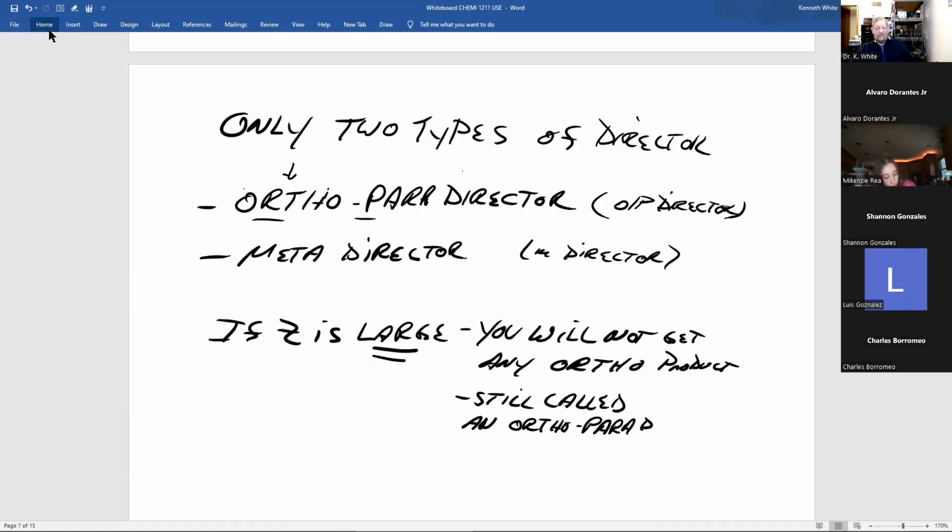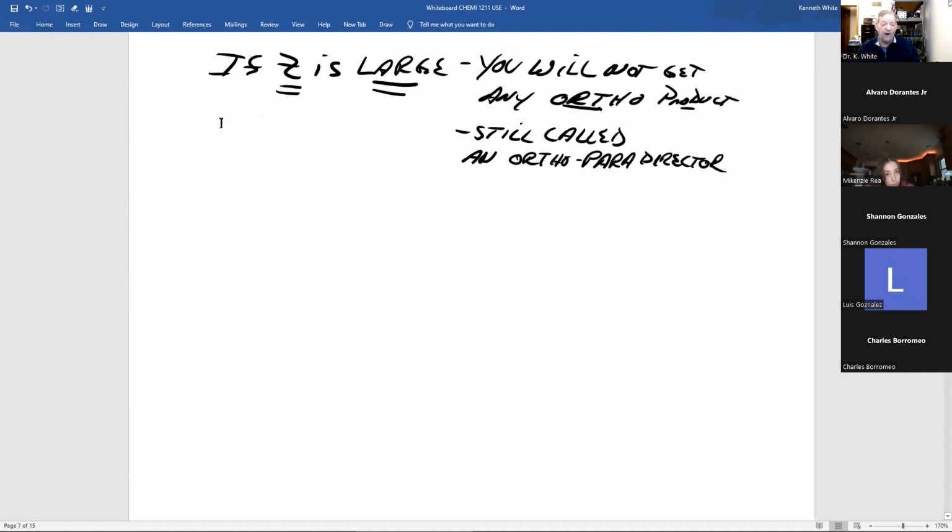an ortho-para director. It's not a para director. You only have two choices for Z. It's either an ortho-para director or a meta director. So if Z is real large, you won't see any ortho, but you'll get the para, but it's still called an ortho-para director. And in this lab, you're going to find out what bromine is.